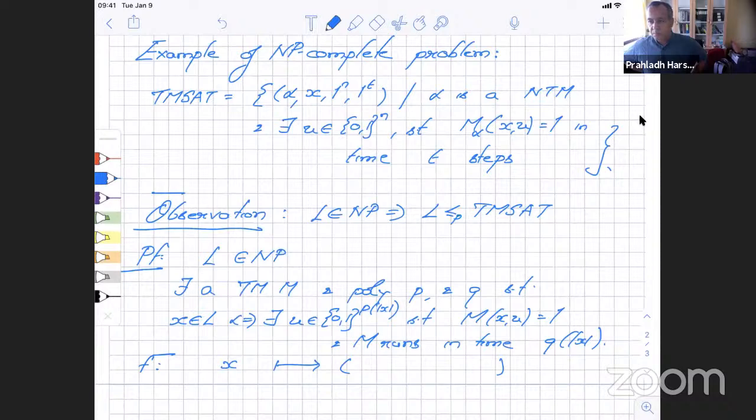The string corresponding to m. Yeah, so that's just this thing corresponding to m. That's constant length. It's fixed, it doesn't depend on the input length at all. Yes?